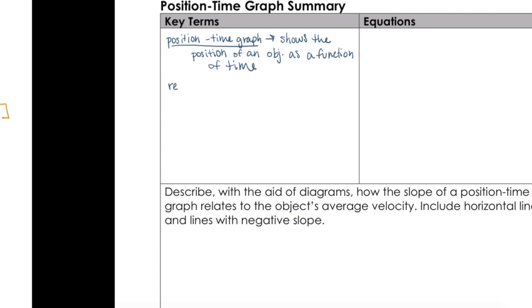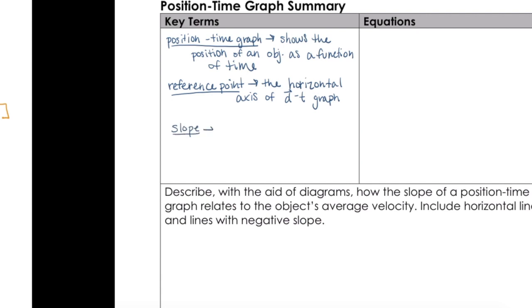And then we have the reference points. So this is how we describe the position of the object, based off of the reference point. And so this is the horizontal axis, or the x-axis, of the position time graph. Okay, so that's reference points, and then we have the slope.